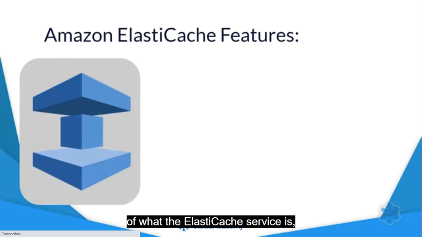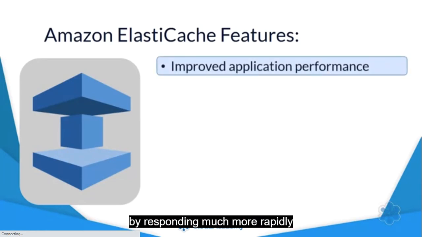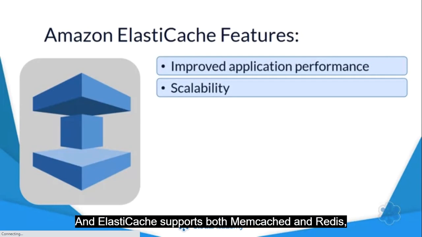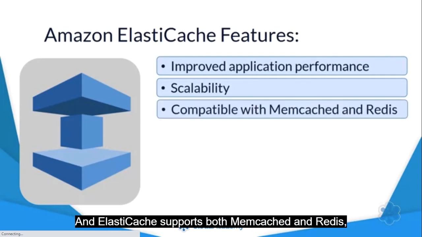Now that we have a better understanding of what the ElastiCache service is, let's look at the product features. Adding an in-memory caching layer using ElastiCache can increase performance by responding much more rapidly than a persistent data store, and more easily allow the application to scale as the application grows. And ElastiCache supports both Memcached and Redis, so existing applications can be easily moved to ElastiCache.